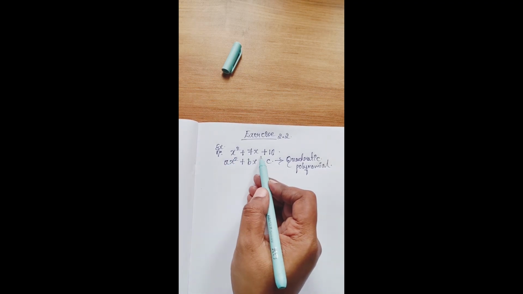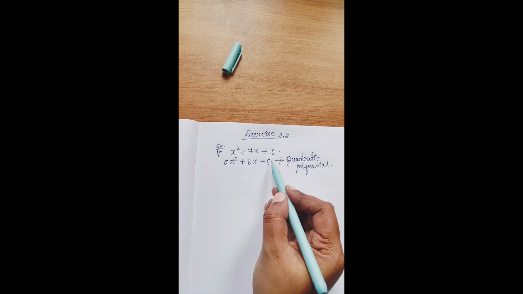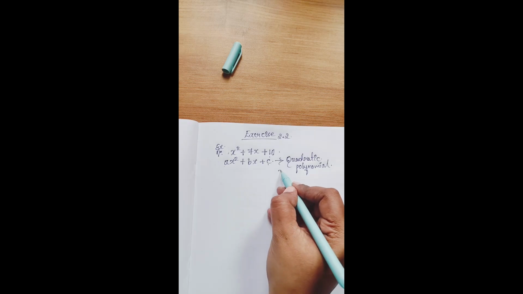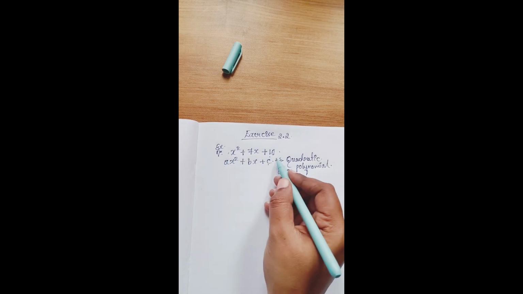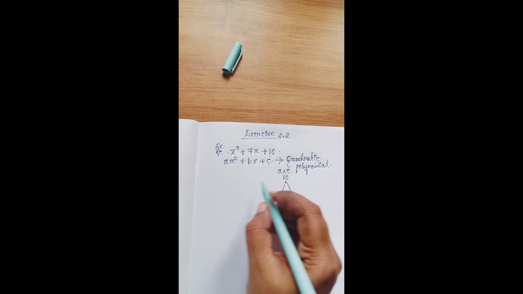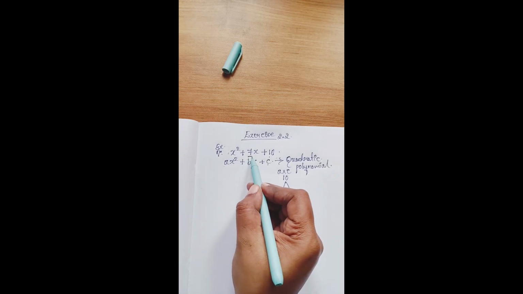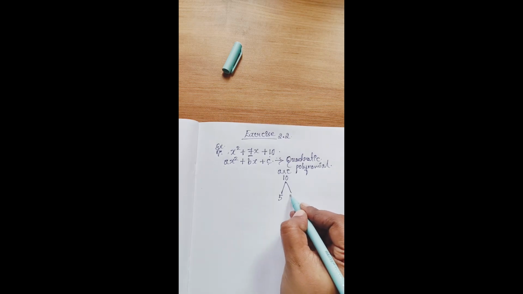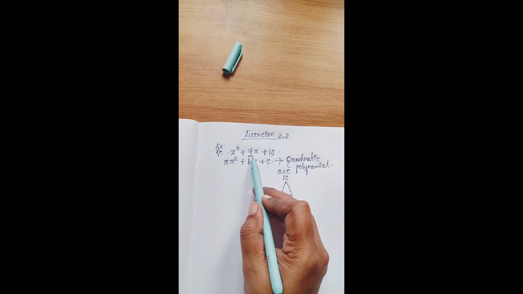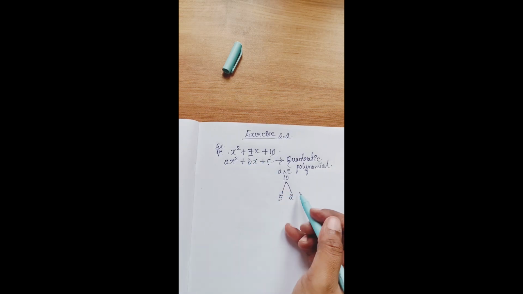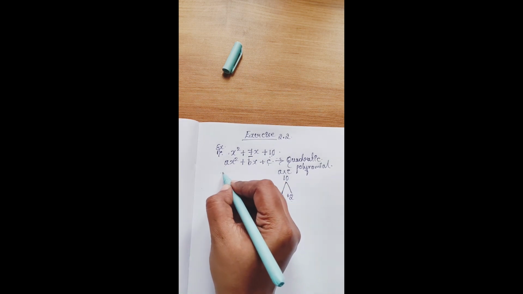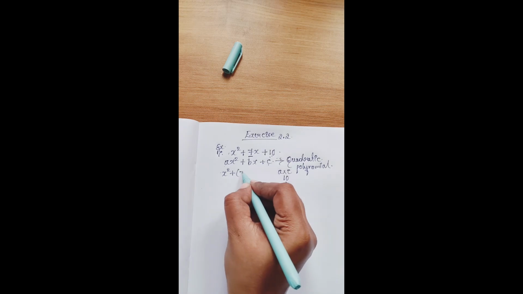First thing, x square plus 7x plus 10. In the C place what is there? 10. In the A place what is there? 1. Always we have to multiply A into C. A into C, 1 into 10 is 10. When we multiply these two numbers, the same numbers, if we add or subtract, we should get 7. For example, 5 twos are 10. 5 plus 2 is how much? 7. Okay.